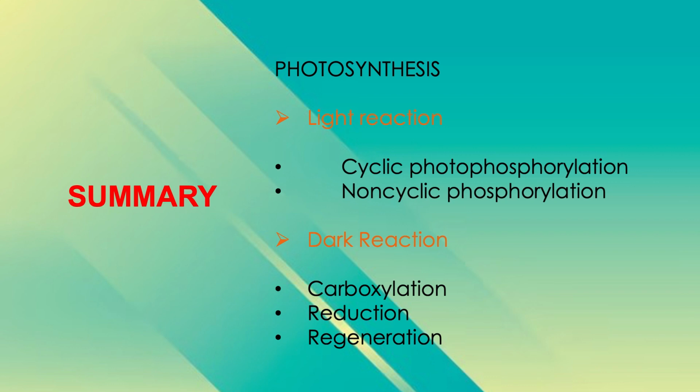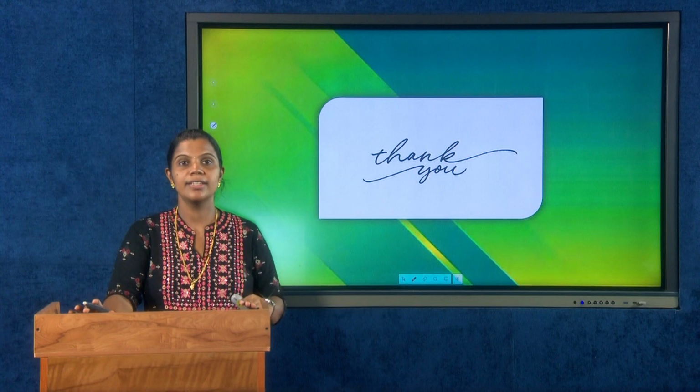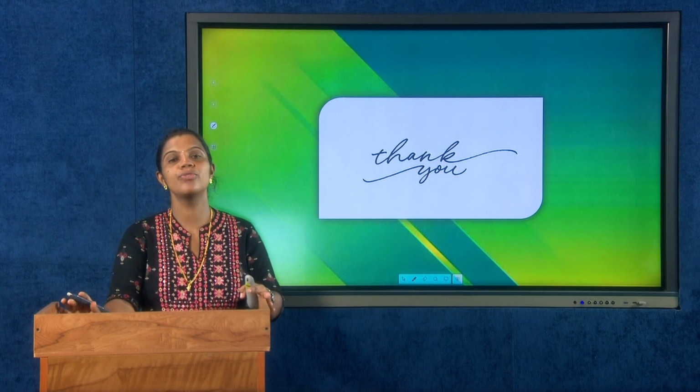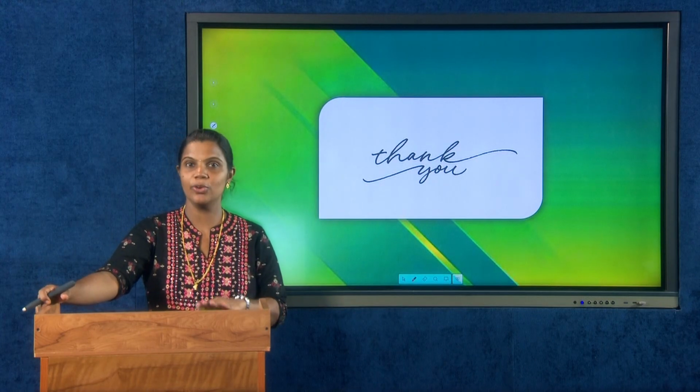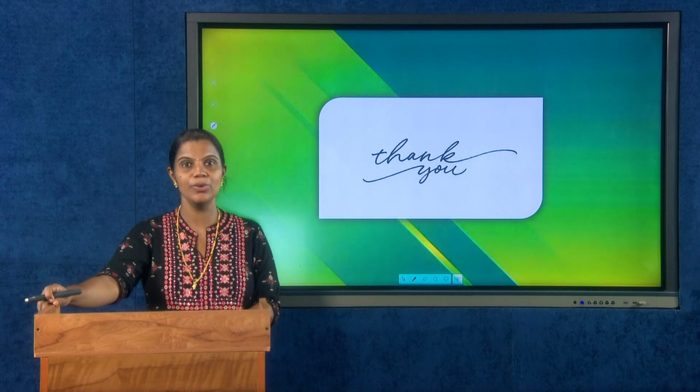So, hope you are all clear with the process of photosynthesis, the 2 stages of photosynthesis, that is light reaction and dark reaction. What are the processes involved in light reaction? That is the cyclic and non-cyclic photophosphorylation. And how is the Calvin cycle, that is the dark reaction occurring, the 3 stages that are happening in dark reaction, and the concept and the chemistry of photosynthesis have been discussed in this lecture. Hope you have all benefited from this video.